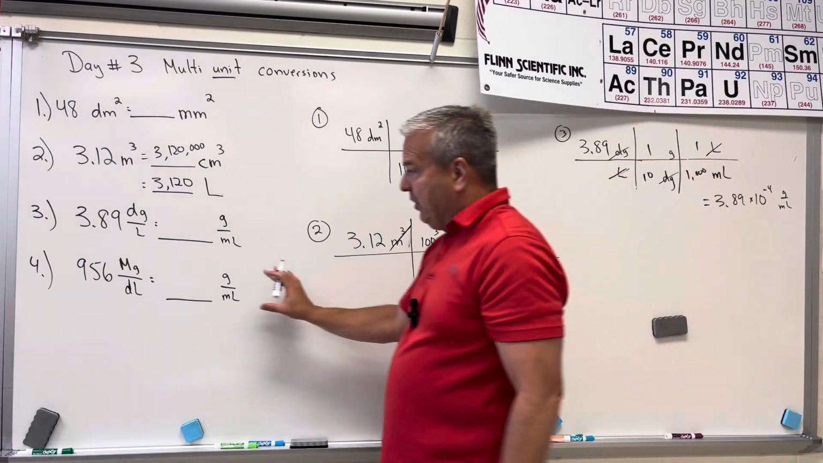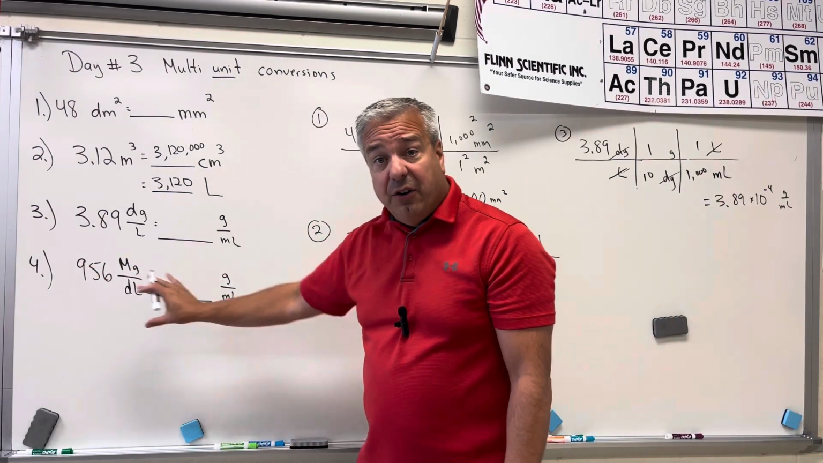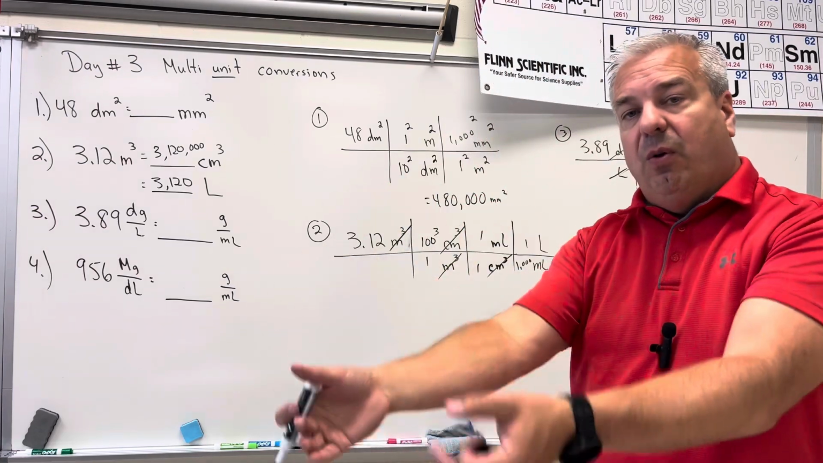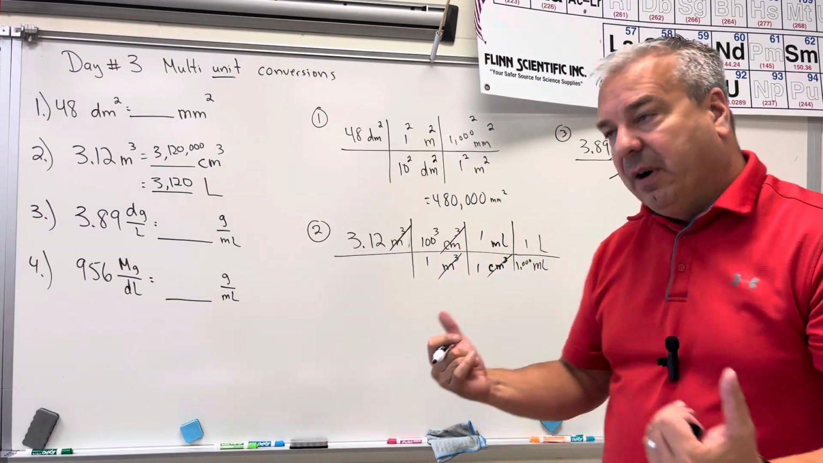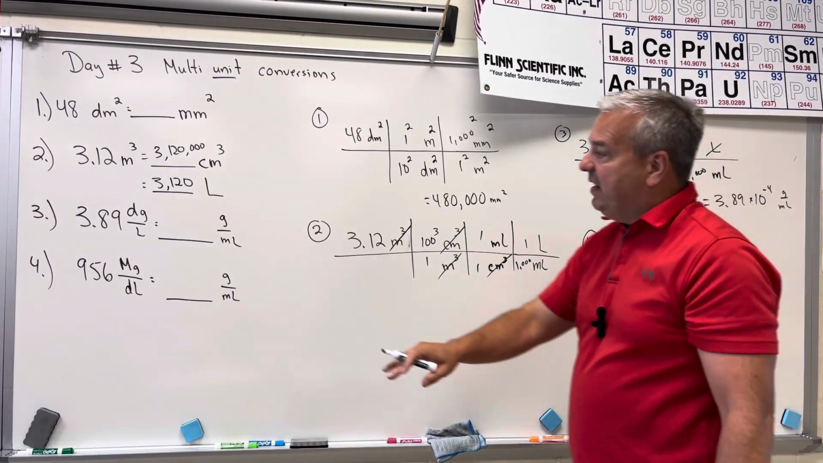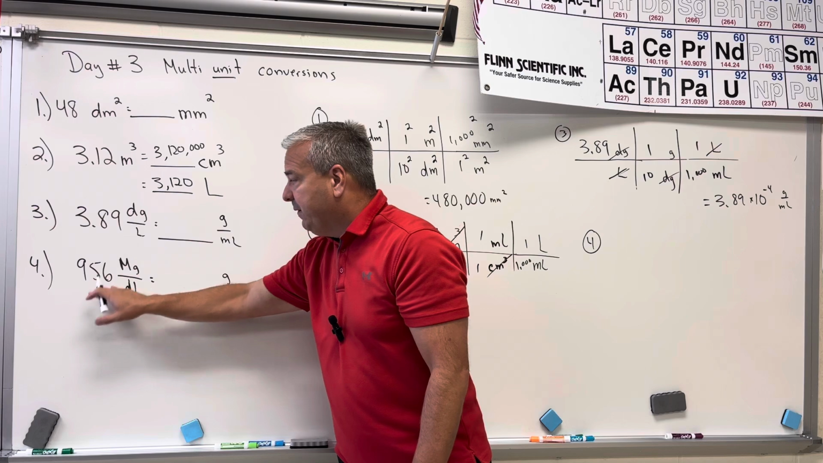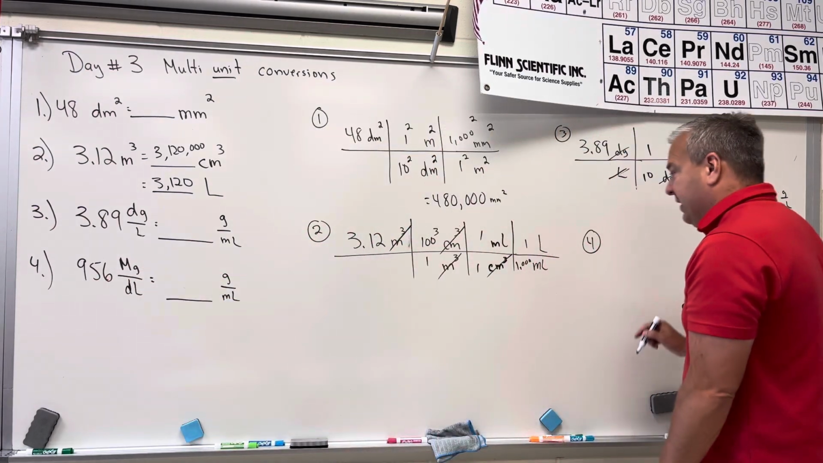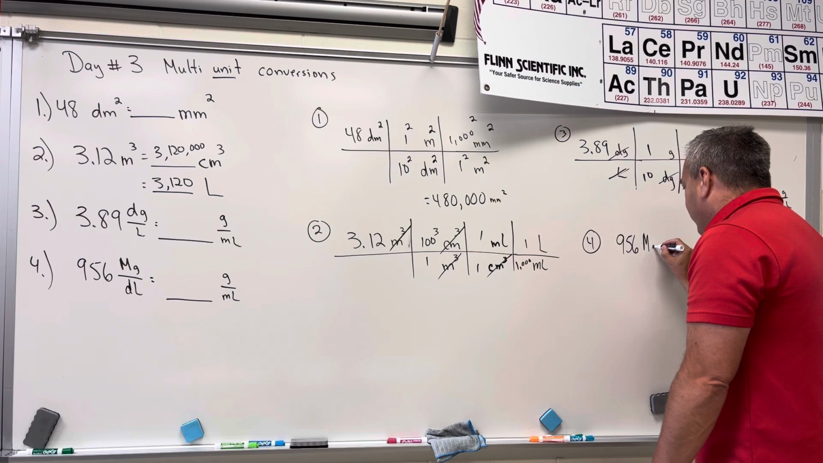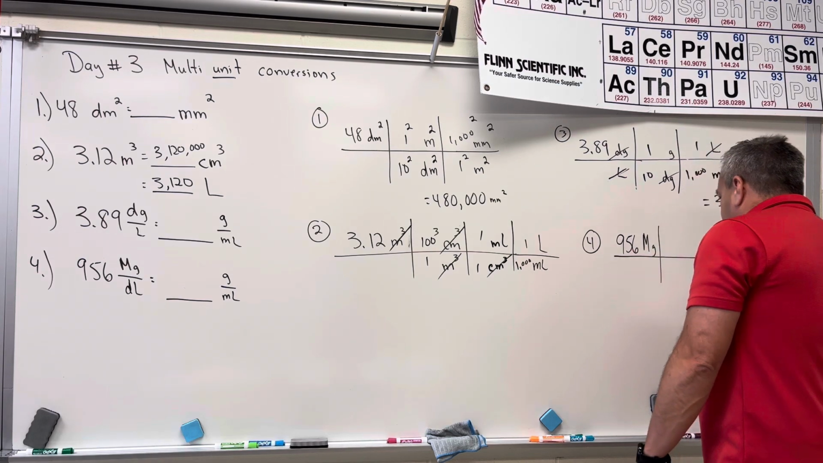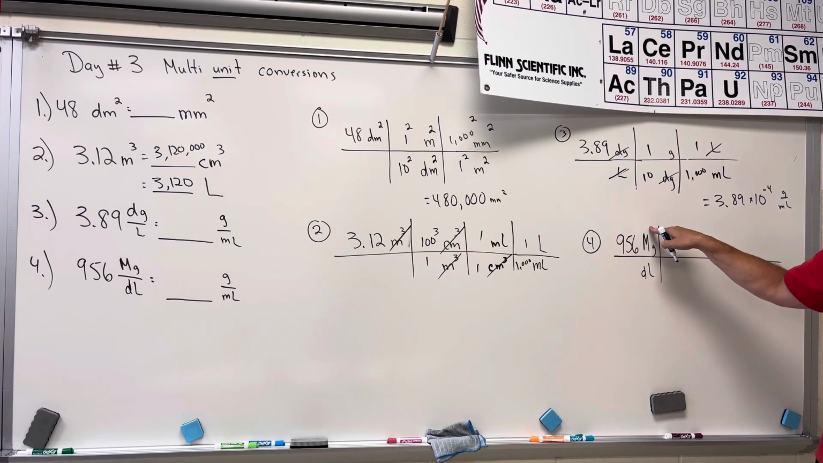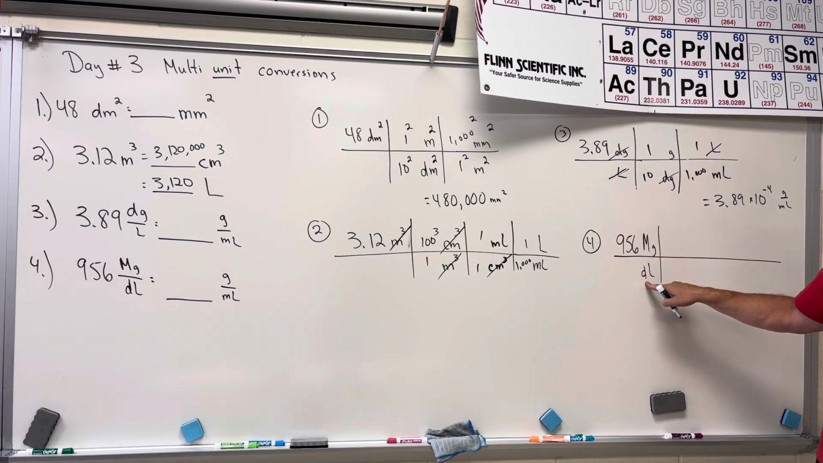I want to see if you can do question 4 on your own. So pause the video here and work the problem out. When you unpause it, I'll be working on the problem. So question number 4 tells us 956 megagrams per deciliter. So I've got a unit in the numerator and a unit in the denominator.